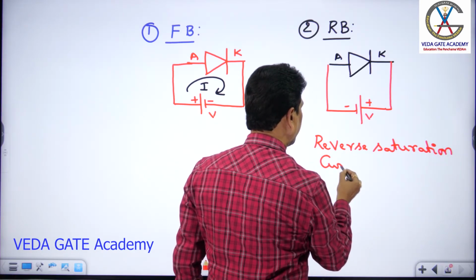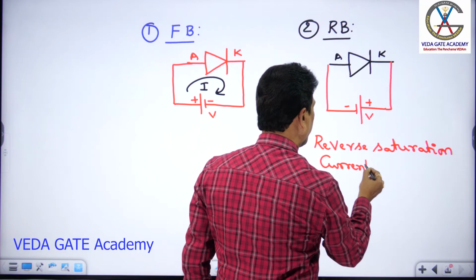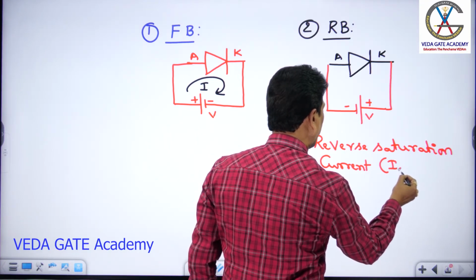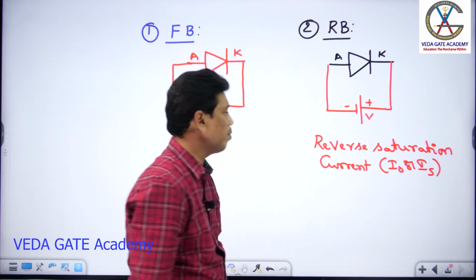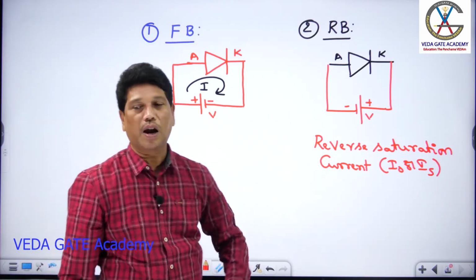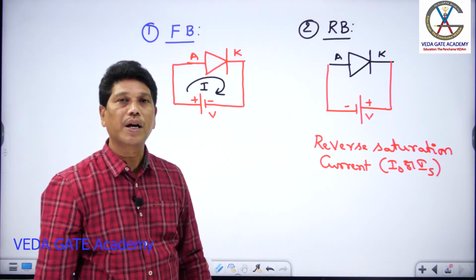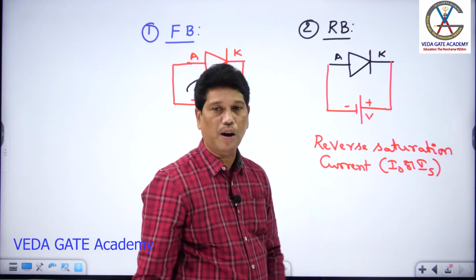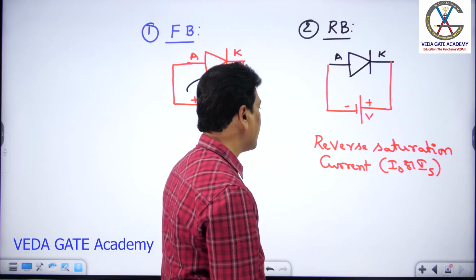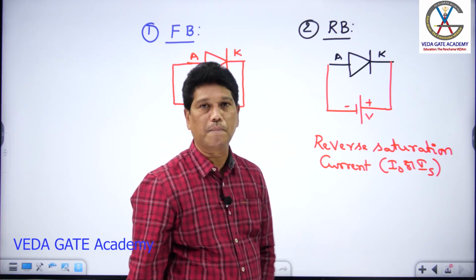That will be denoted by I0 or IS. Practically, remember that this minority current almost doubles for every 10 degrees centigrade increase in temperature.